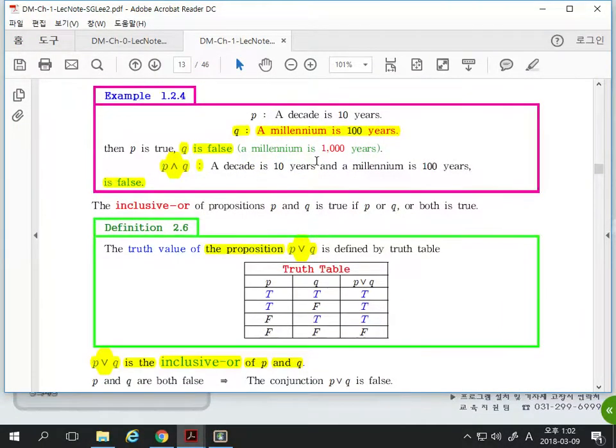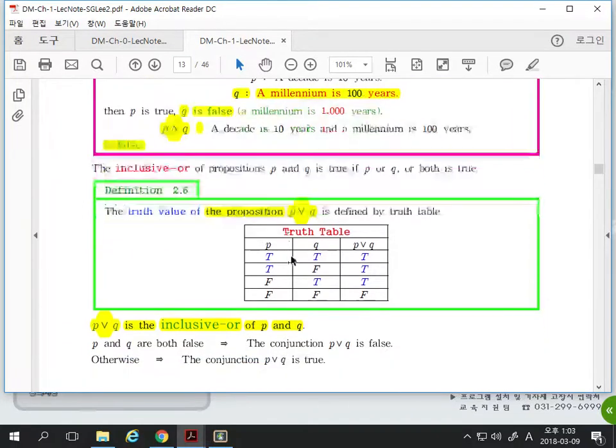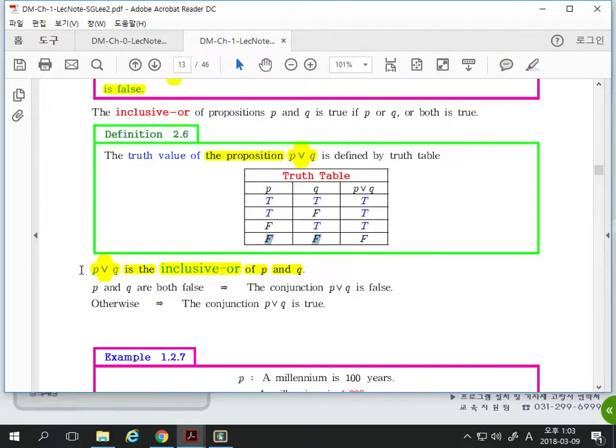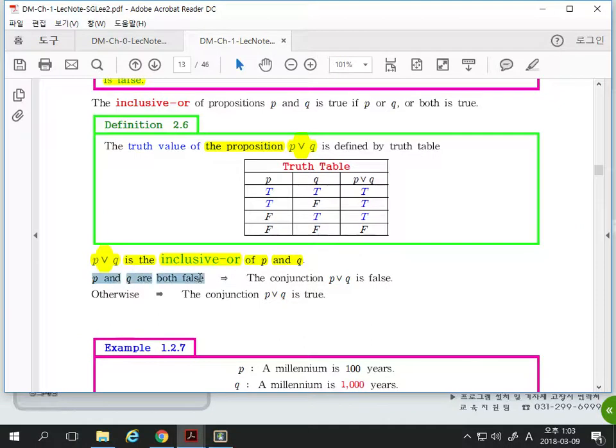For disjunction, the disjunction of P and Q has a truth table which is T, T, T, F, which means if one of P or Q is true, then the disjunction is true. And it's only false when both P and Q are false. So P or Q is the inclusive or of P and Q. If P and Q are both false, then the disjunction of P and Q is false, but otherwise it's all true.